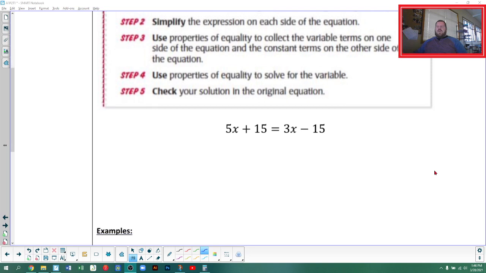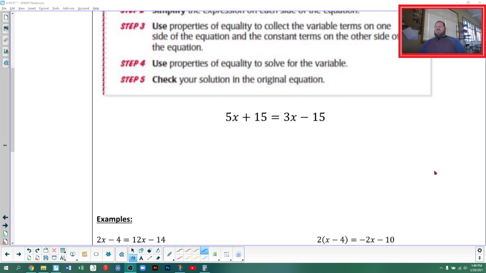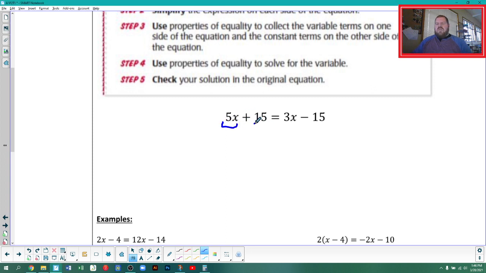With this first one, steps 1 and 2 are already done. I already have a variable term and a number term on both sides. Again, when I'm talking about terms, I'm talking about things separated by plus or minus signs. So I have a variable term, a number term, variable term, number term. And so that's really, from up above, steps 1 and 2.